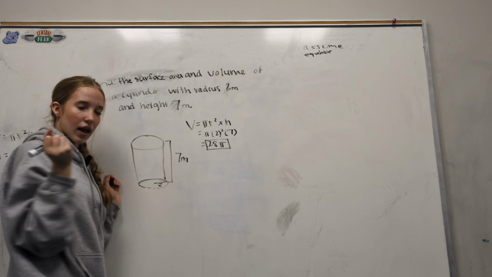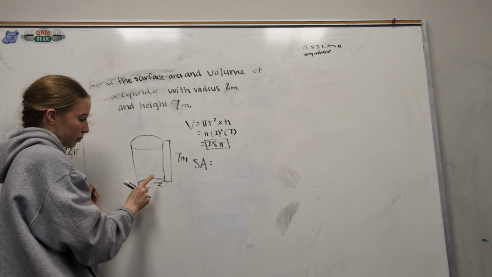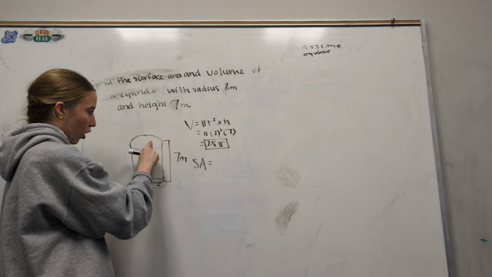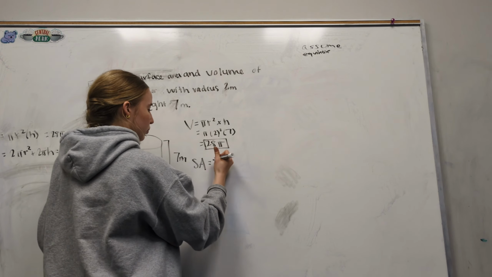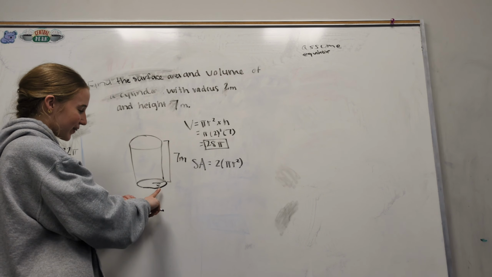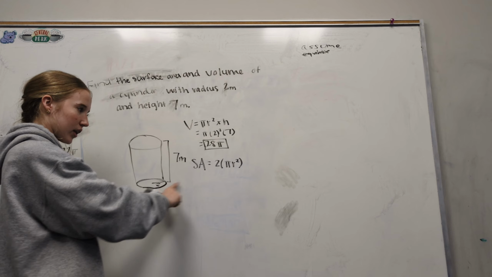for our volume. And then for surface area, we want to add up the surface area of the bottom, the top, and the sides. So to get the bottom and the top, it's the two circles. So you're going to do 2 times pi r squared, because the area of the circle is pi r squared. You need 2 of those.